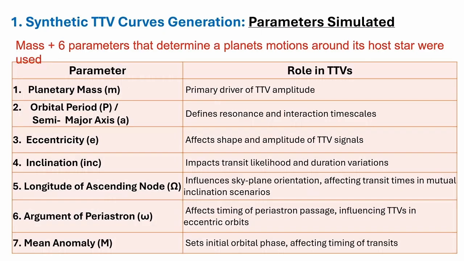So first, generating the synthetic TTV curves. Here I use 7 parameters. I use the mass of the planet as well as the 6 orbital parameters. So the mass, the orbital period or semi-major axis, eccentricity, inclination, longitude of ascending node, argument of periastron, and mean anomaly. And all of these have different roles in the creation of the TTV curve.